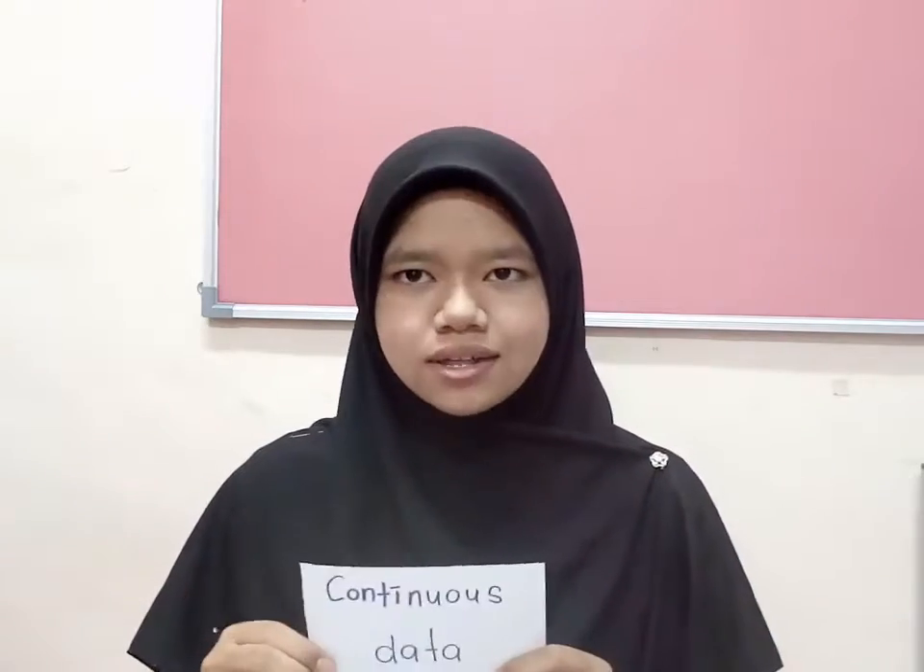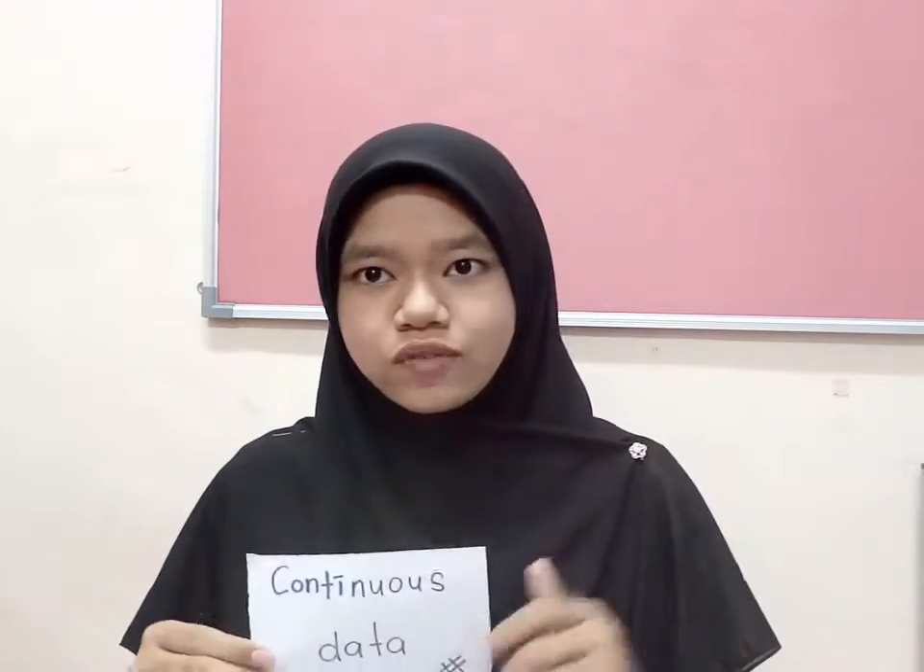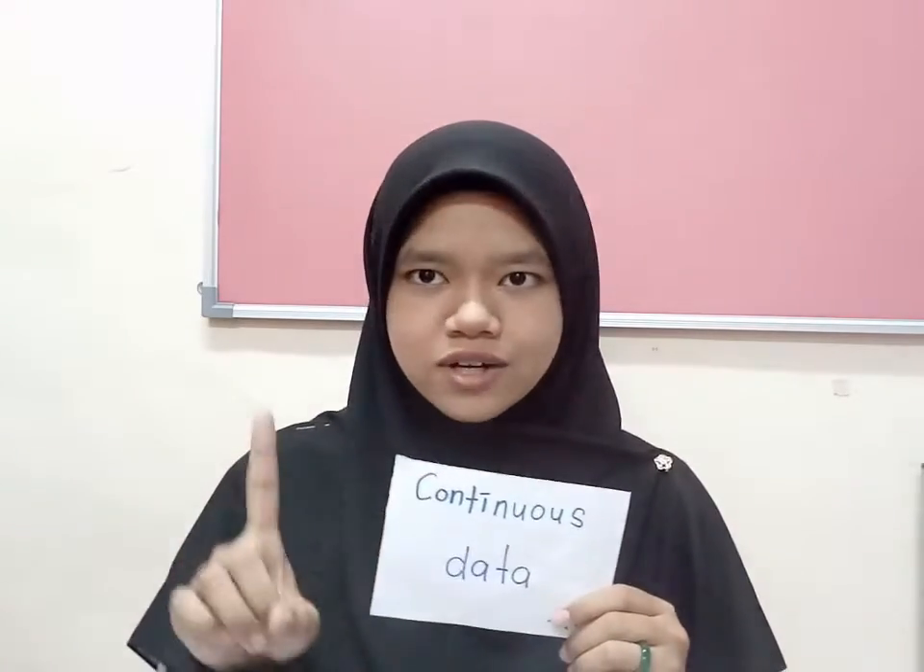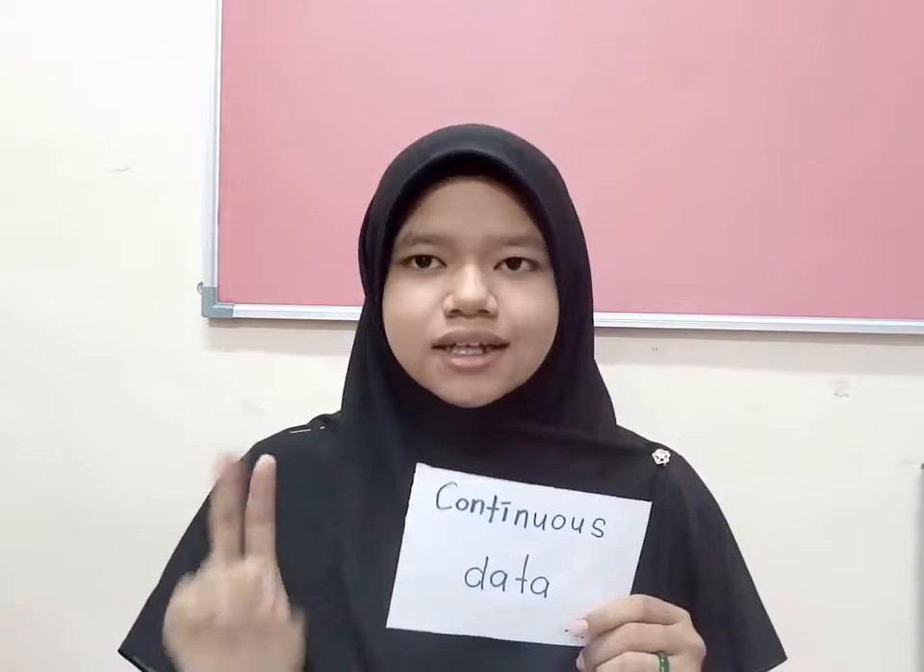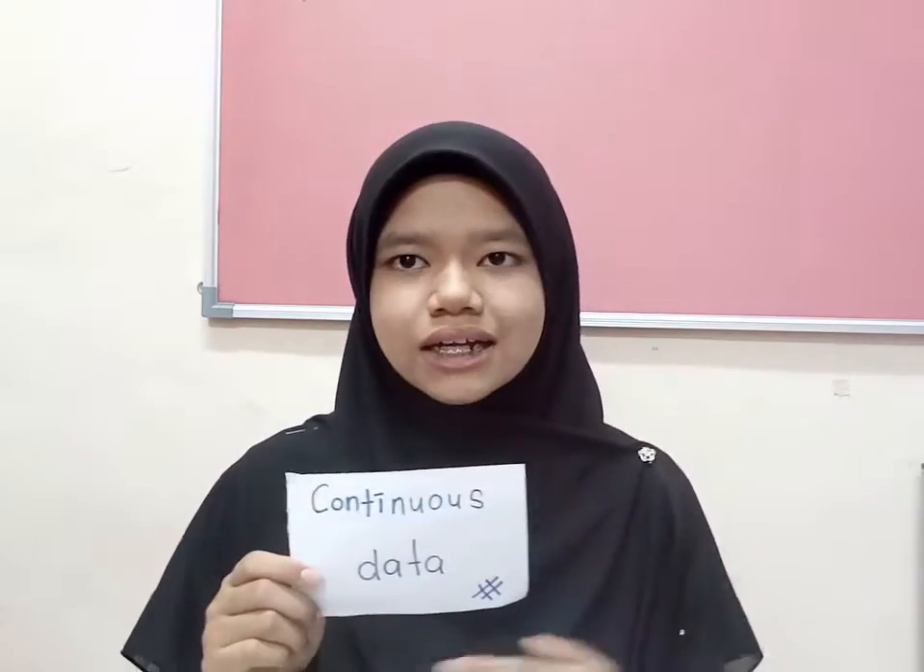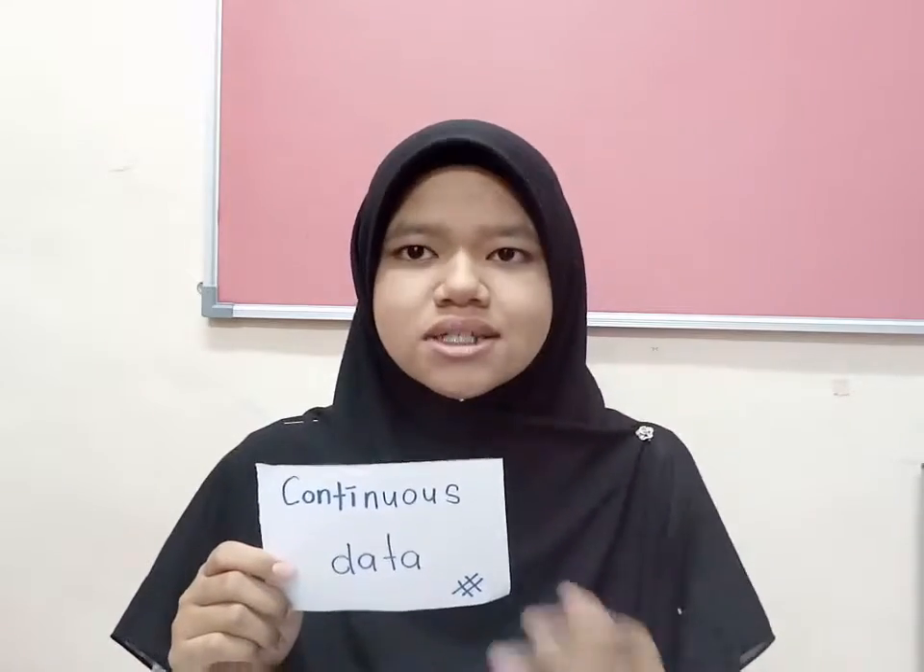Then, continuous data. Continuous data is measured data. It has continuous measurement of data and can retrieve values at intervals. There are two types of continuous data. First, interval. Second is ratio. Interval, a numerical scale with clear difference between sequence and value.